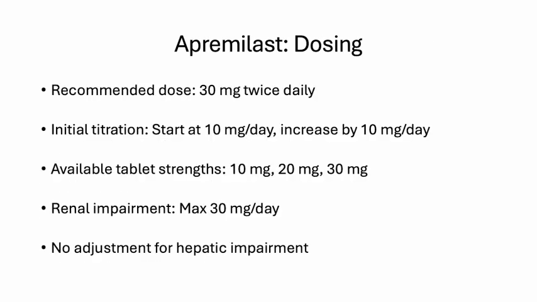The recommended dosage of Apremilast for both psoriatic arthritis and psoriasis vulgaris is 30 mg twice daily. However, to reduce gastrointestinal side effects, an upward titration is recommended. Patients start with 10 mg per day and increase by 10 mg daily until reaching the full dose. Apremilast is available in 10, 20, and 30 mg tablets to facilitate this titration. For patients with severe renal impairment, the maximum daily dose is reduced to 30 mg, and interestingly, no dosage adjustment is necessary for hepatic impairment.